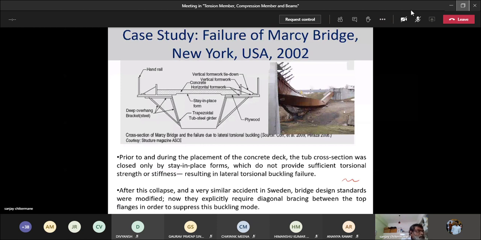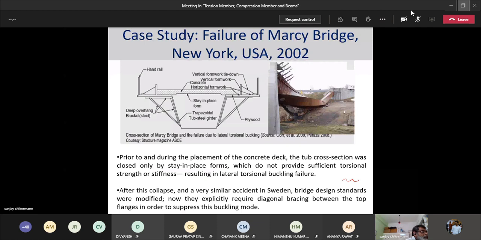So we have been talking about beams, steel beams, and for example here there is a case study of a failure of a beam. There's a section given and the failed photograph given. Now, the data is that prior to and during placement of the concrete deck, the top cross section was closed only by stay in place forms, which do not provide sufficient torsional strength or stiffness.